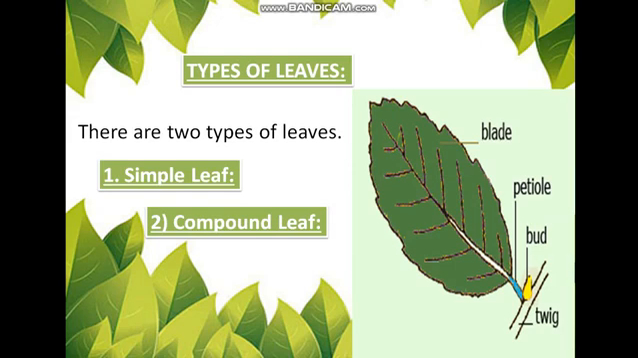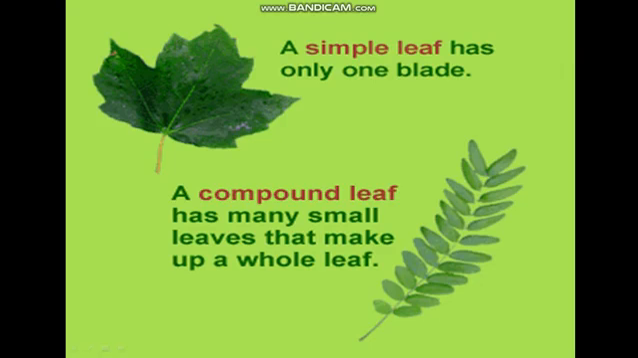Now we'll study the difference between the two. A simple leaf has only one blade. Can you see the blade? This is the margin, it has one blade. Now see, this one is made of many leaves. There are too many leaves. Wow, what are these leaves called? Leaflets. All these leaflets make one whole leaf, which is called a compound leaf. So a compound leaf has many small leaves that make up a whole leaf.